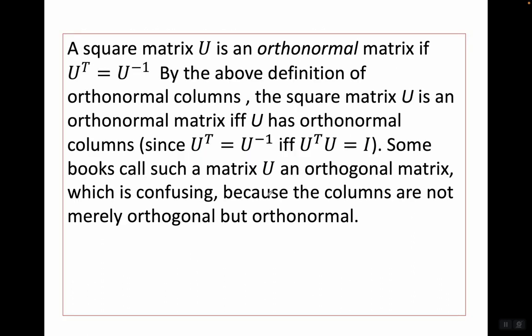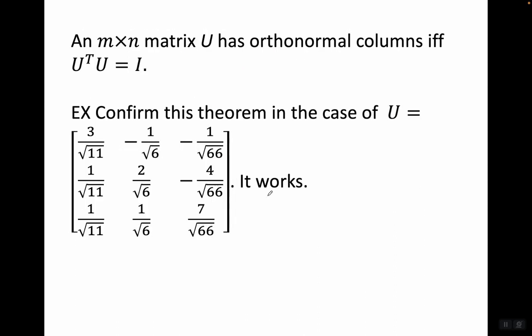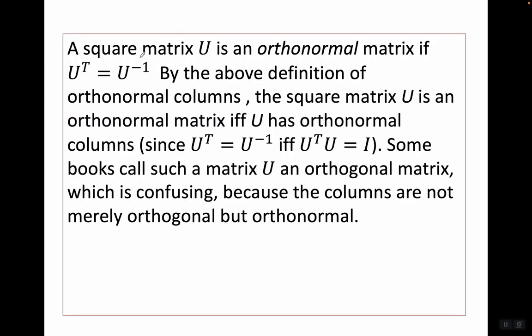A square matrix U is an orthonormal matrix if U transpose equals U inverse. Now, by the above definition of orthonormal columns, U transpose U equals the identity matrix. So by that definition, the square matrix U is an orthonormal matrix if U has orthonormal columns, since U transpose equals U inverse if and only if U transpose U is the identity. Just take this and multiply both sides by U inverse on the right, and you'll get U transpose equals U inverse. Some books call such a matrix U an orthogonal matrix, which is confusing because the columns are not merely orthogonal, but orthonormal. But whether the book uses it or not, this is our definition of an orthonormal matrix or an orthogonal matrix. A square matrix U is orthonormal or orthogonal if U transpose equals U inverse.